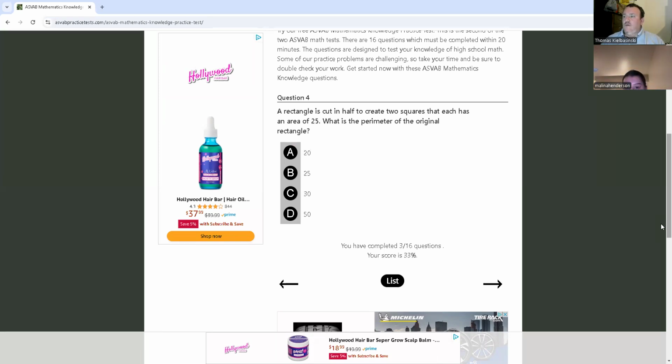So it says a rectangle. So you know what a rectangle is. It's basically a square, but it's longer. So you're trying to cut it into two smaller squares, each with an area of 25. What is the perimeter of the original rectangle?